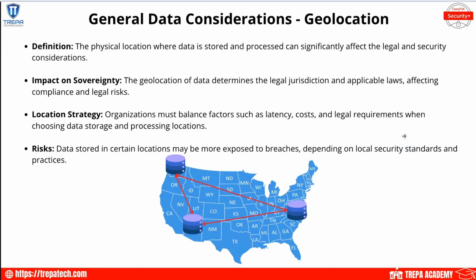Geolocation. We've got to understand the geolocation of the different applicable laws affecting the compliance and legal risk depending on our location. Very similar to data sovereignty, right? Now we just have to be aware of not only the legal and law implications, but also the strategy. If our customers are on the East Coast, it's probably not very smart of me to deploy applications in a cloud region on the West Coast.